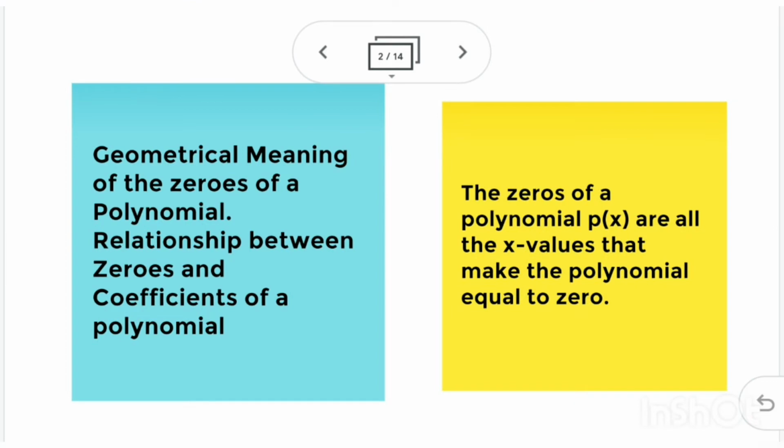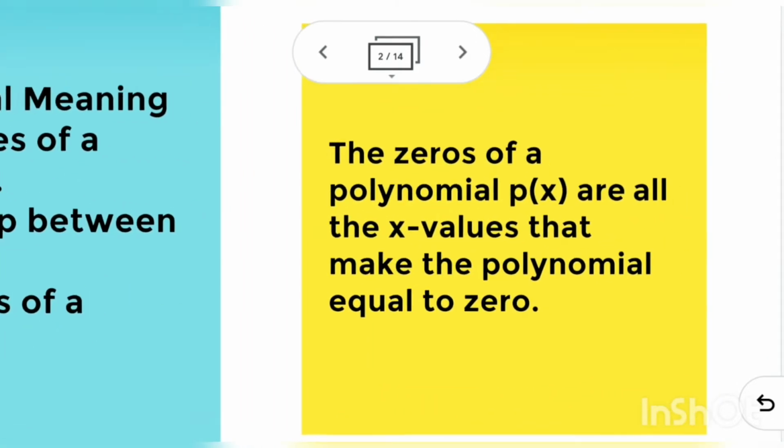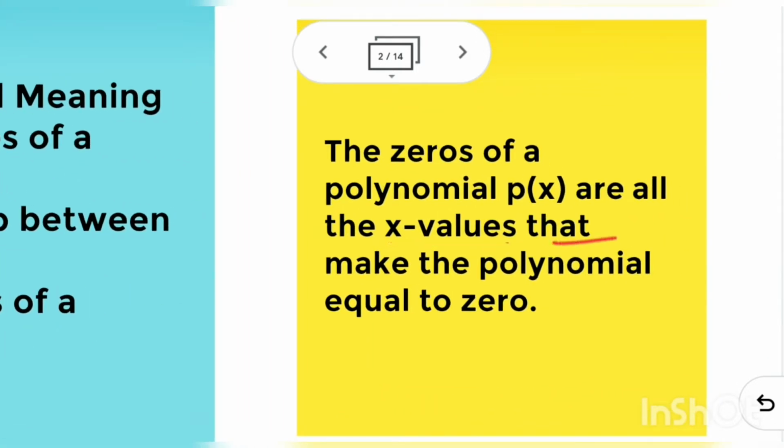Now we are going to discuss 2 important topics in this chapter. First, the geometric meaning of zeros of a polynomial, and secondly, the relationship between zeros and coefficients of a polynomial. Now first of all, what do we mean by zeros of a polynomial? Zeros of a polynomial means those values of the variable that make the polynomial 0.